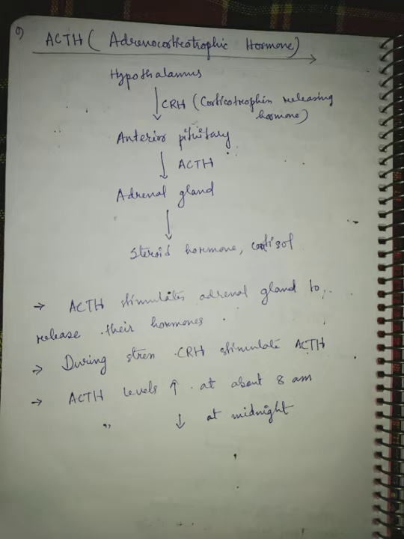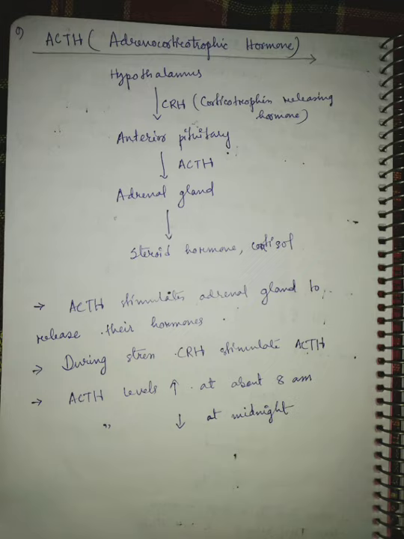ACTH stimulates the adrenal gland to release its hormone during stress. CRH stimulates ACTH. That means when you are in stress, CRH, corticotropin releasing hormone, stimulates adrenocorticotropic hormone. That means adrenocorticotropic hormones are emergency hormones. They give the fight or flight response.